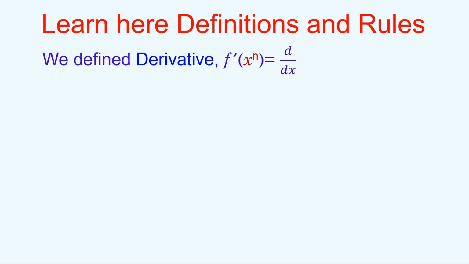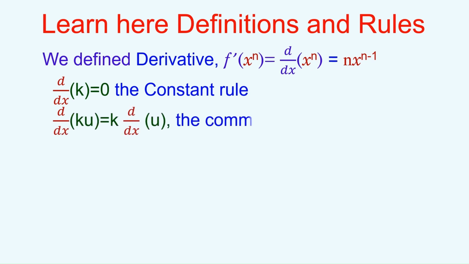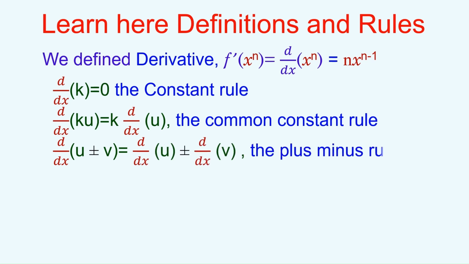We define the derivative f dash of x to the power of n equals d dx of x to the power of n equals n times x to the power of n minus 1. Note: d dx of k, a constant, equals 0, which is called the constant rule. Also, we will discuss the common constant rule and the plus-minus rule.